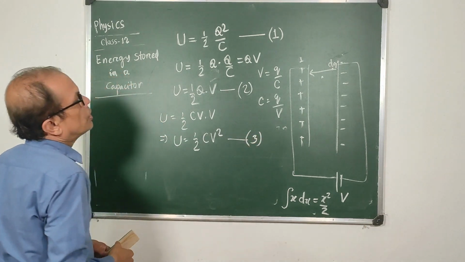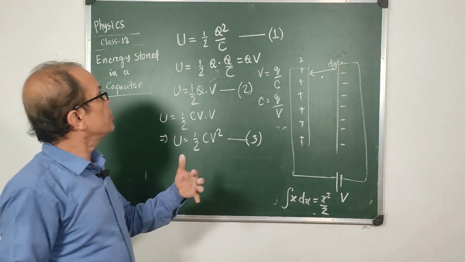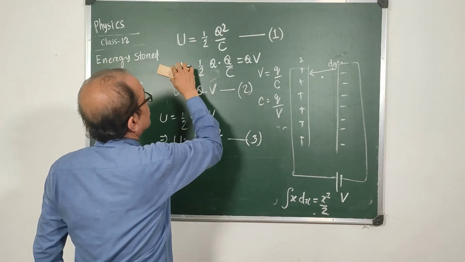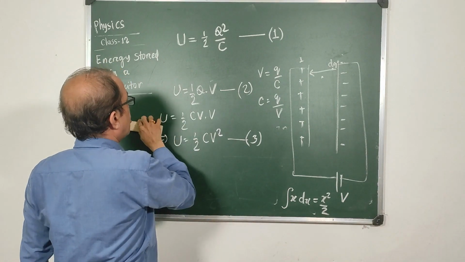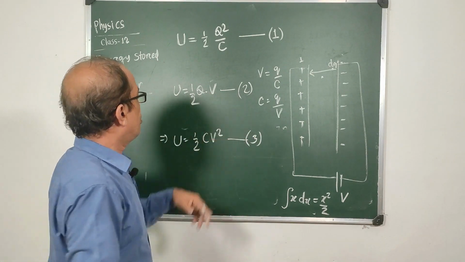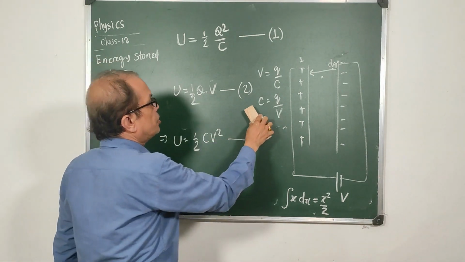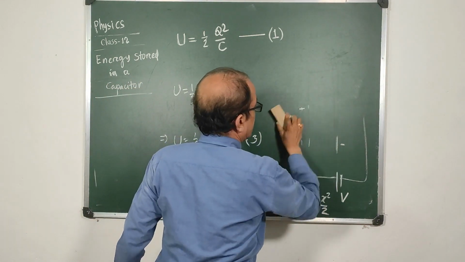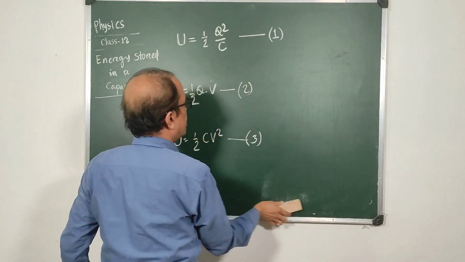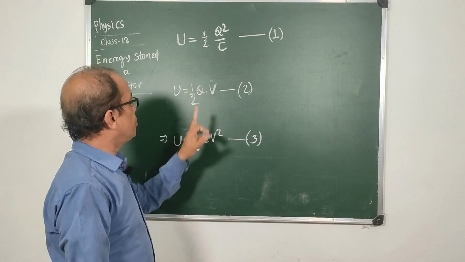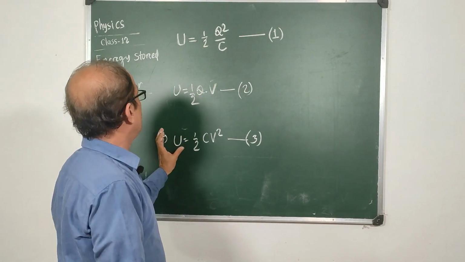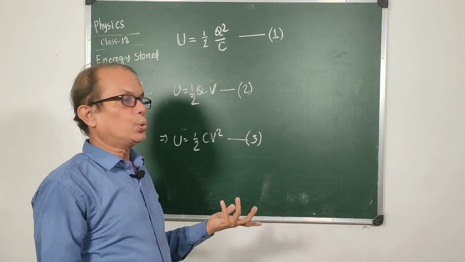Summarizing all these three, the energy stored in a capacitor is half Q square by C, or half QV, or half CV square. This is about the energy stored in a capacitor. Whichever form you take, whether half Q square by C, half QV or half CV square, U will be energy, so it will be measured in joules.